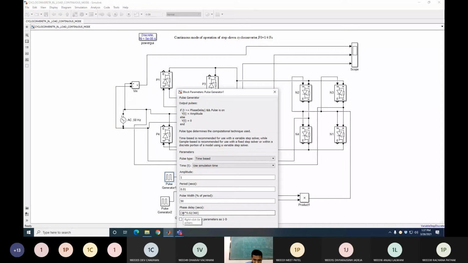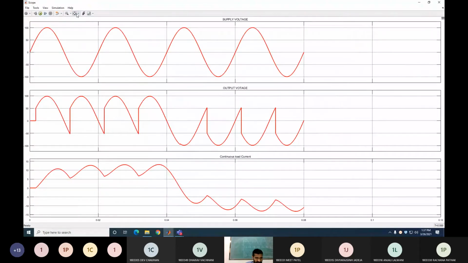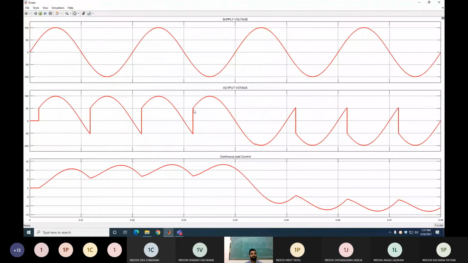Firing angle here is 30 degree for all the thyristor. RM load, but the condition is what? Alpha is less than 5. So now let's check the simulation result. So you can understand the waveform of this continuous mode of operation.